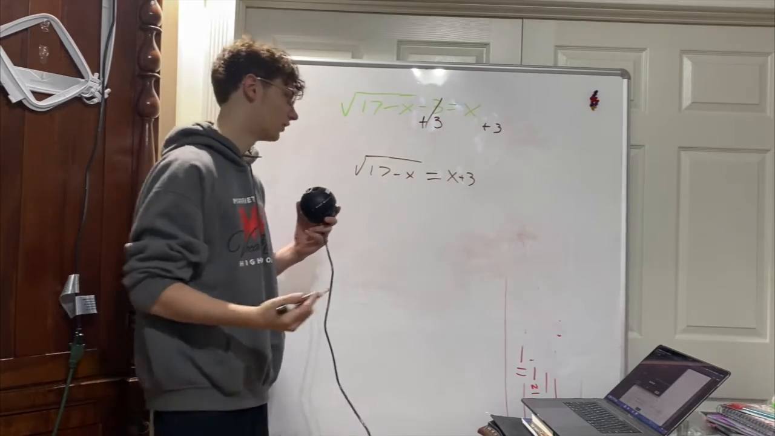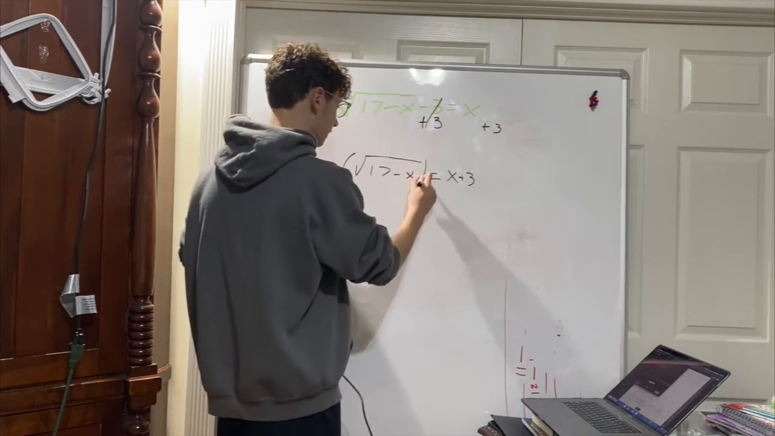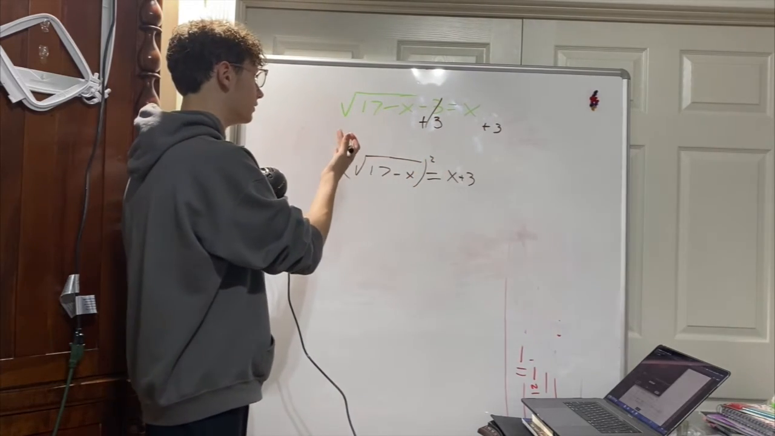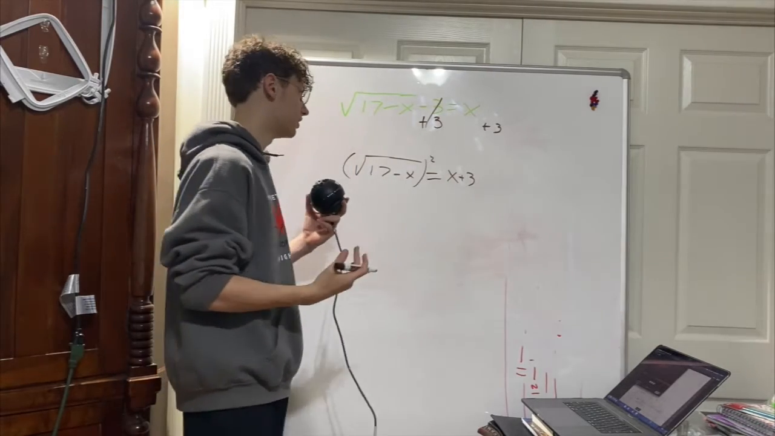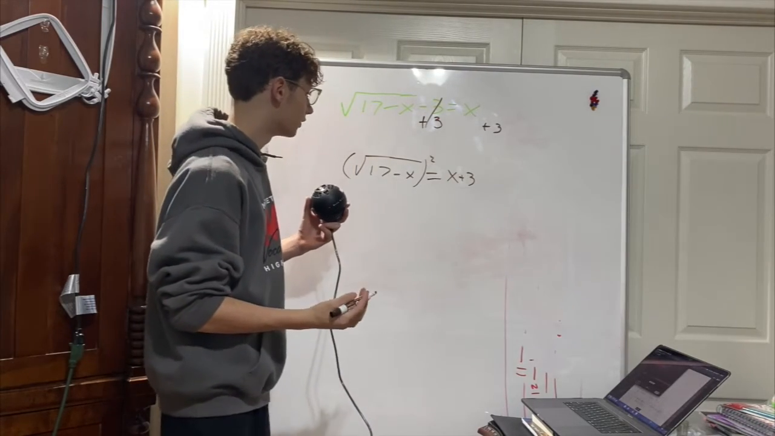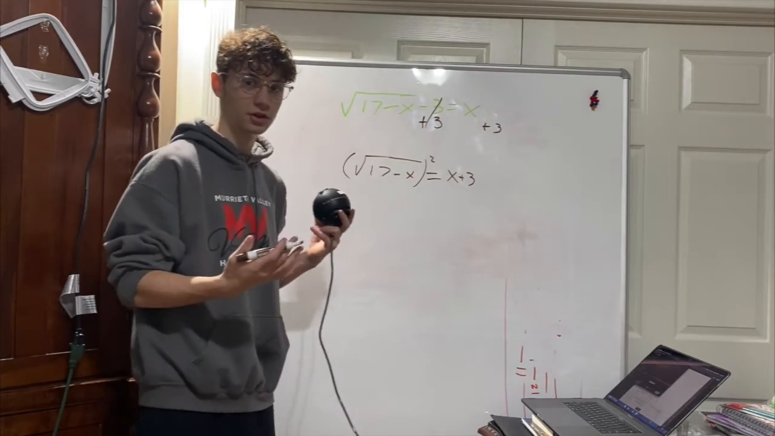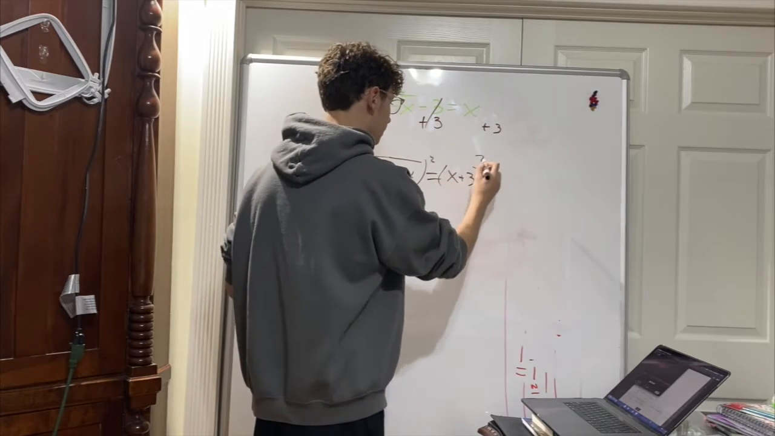Why do you want to do that? You want to do that because the next move is to square this. Why do you square it? Because when you have a radical sign with no index, it's presumed to be a square root. So in order to get all of the radicals out, you want to square it. Of course, what you do to one side, you have to do to the other.